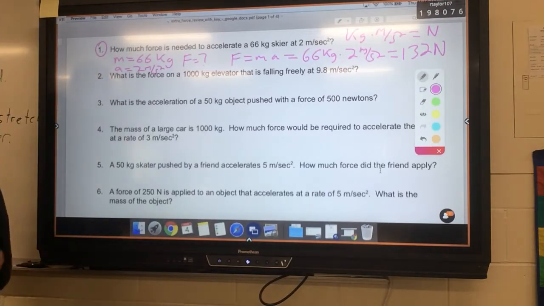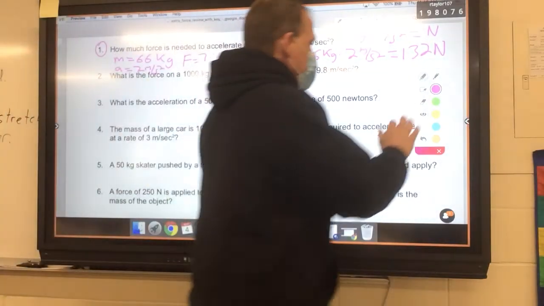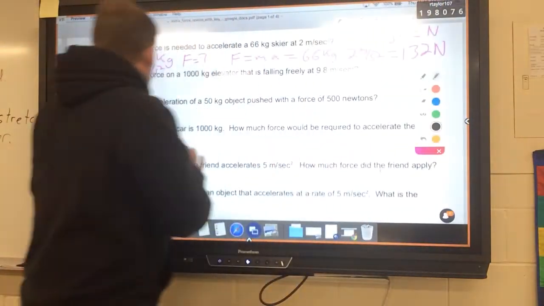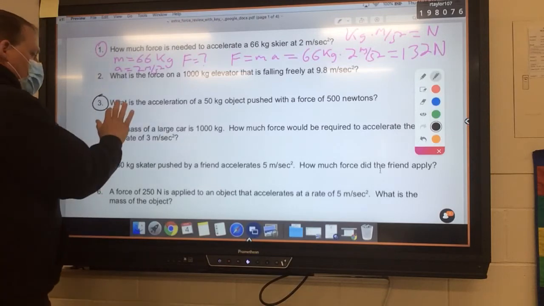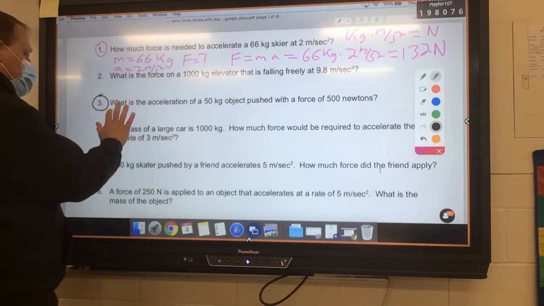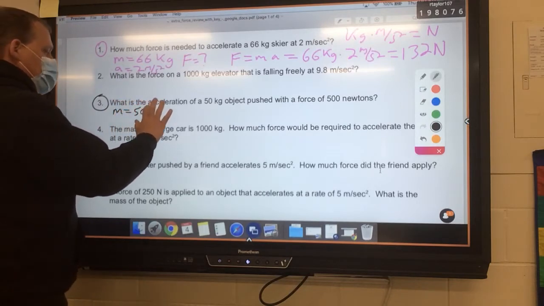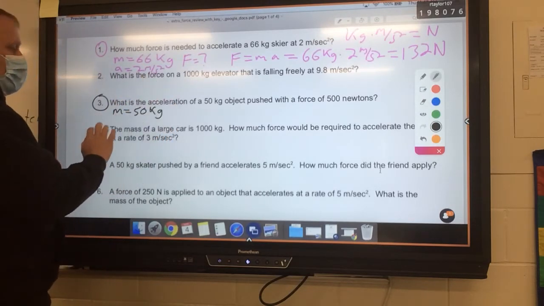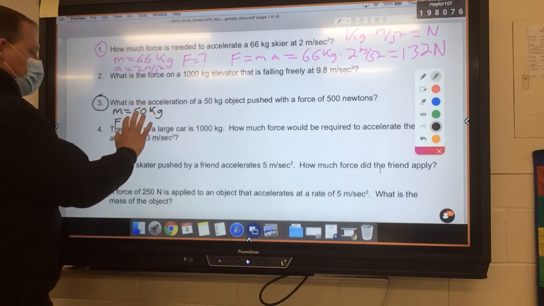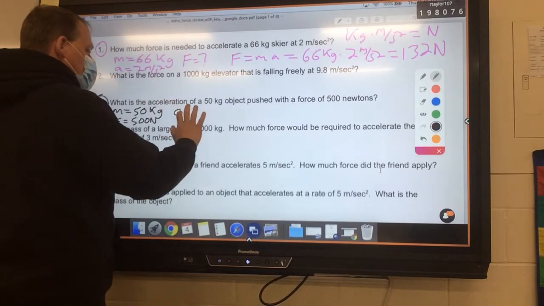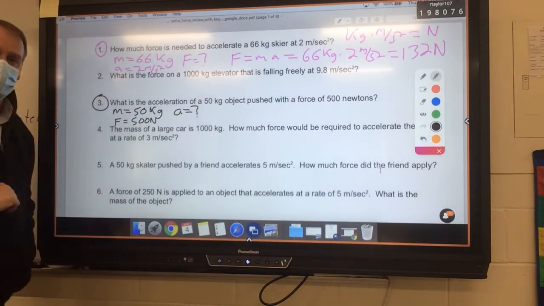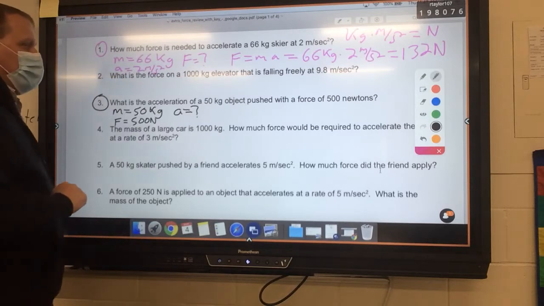Next, I'm going to skip down here to number 3. I'll go to a darker color as well. What is the acceleration of a 50 kilogram object pushed with 500 newtons of force? Well, we know that our mass is 50 kilograms, and we know that our force is 500 newtons. So there are my givens. My unknown is acceleration. Acceleration is question mark. And now I can look for a formula.